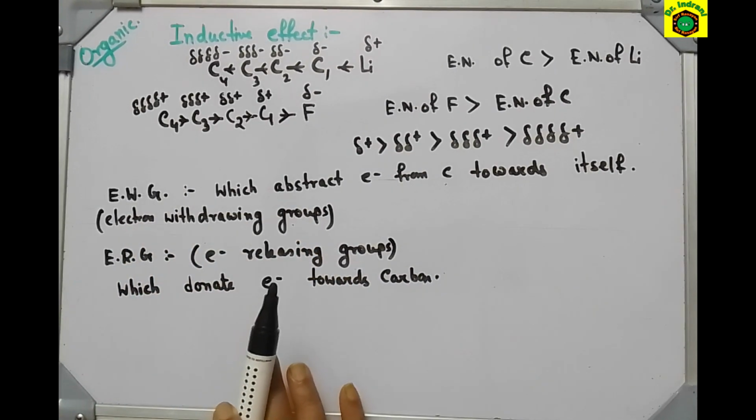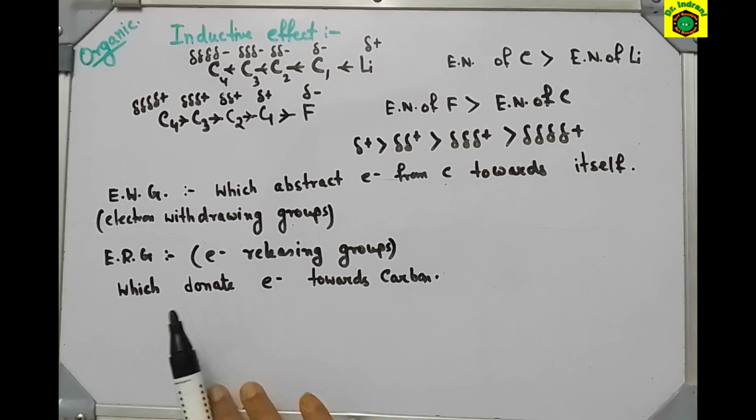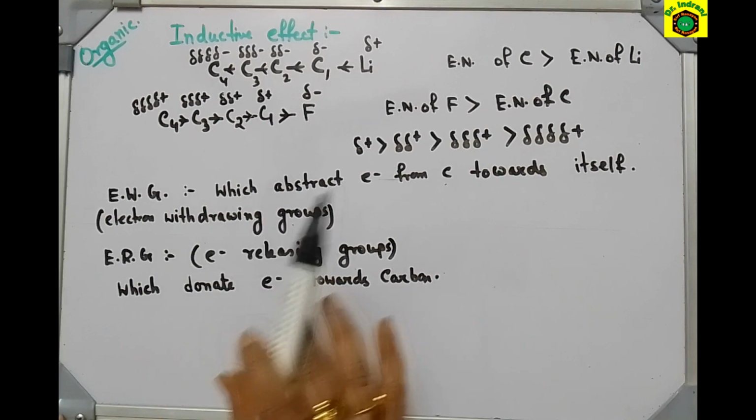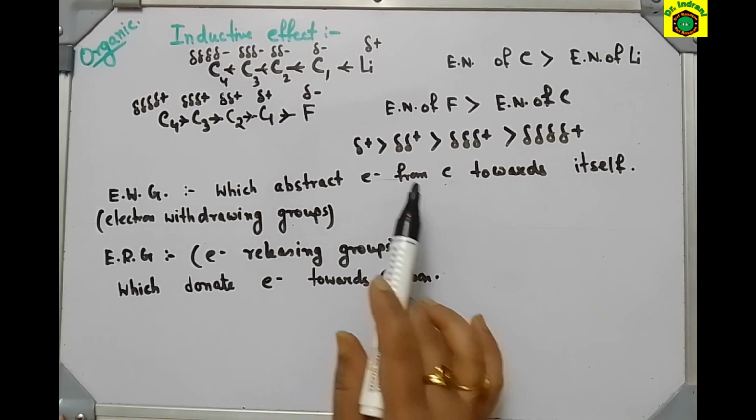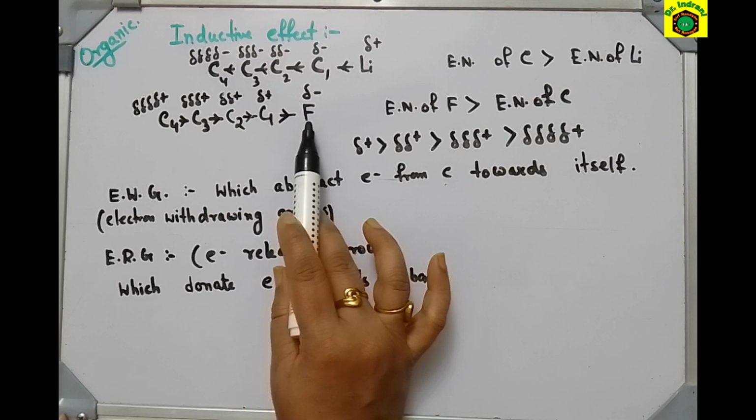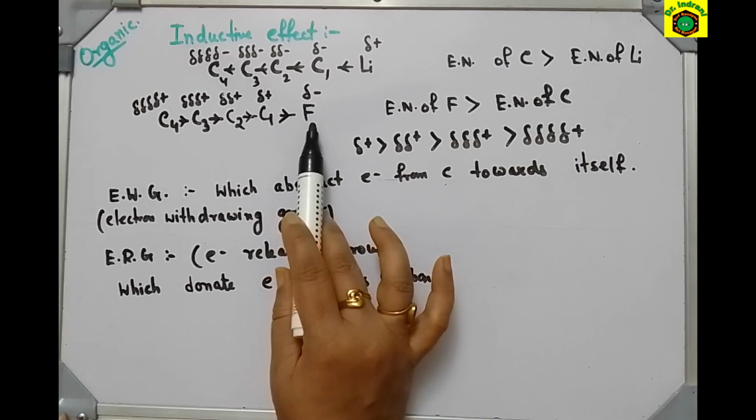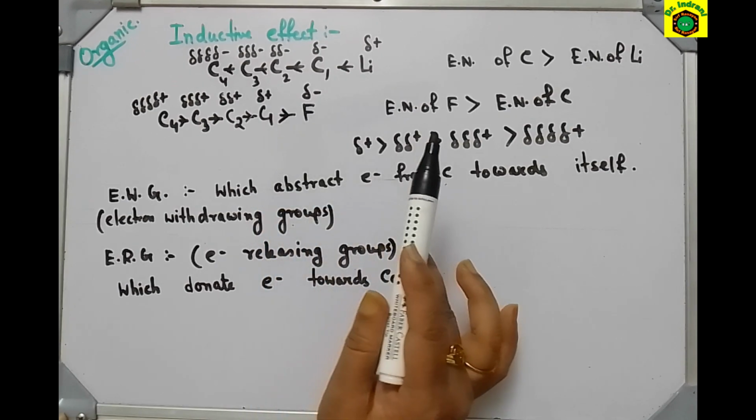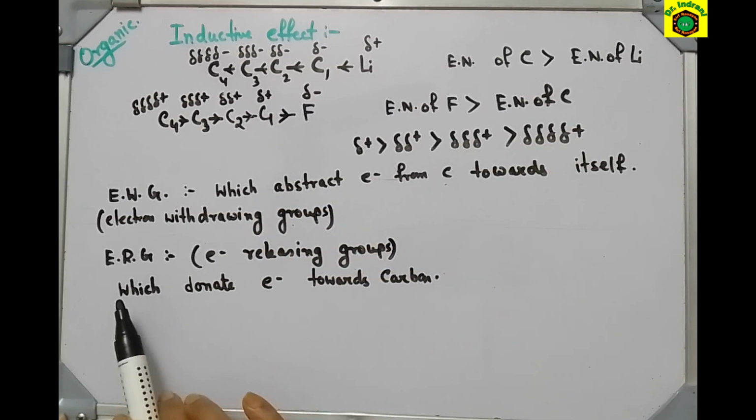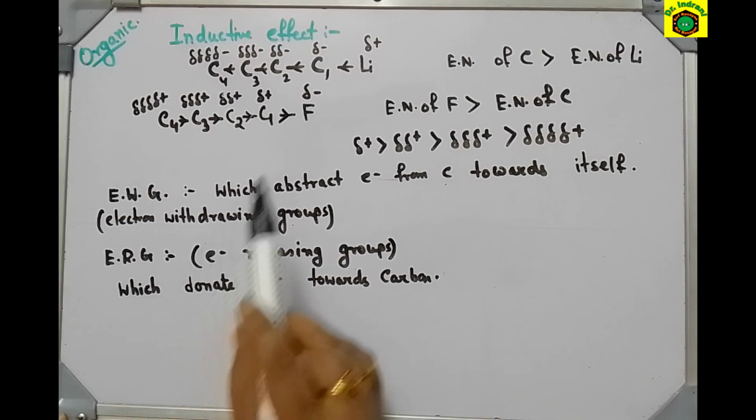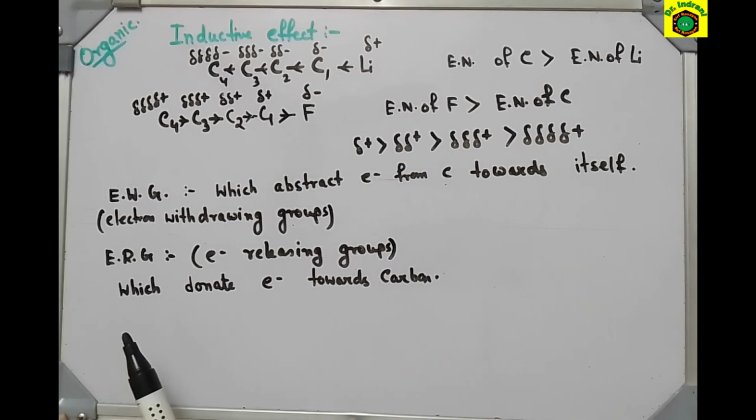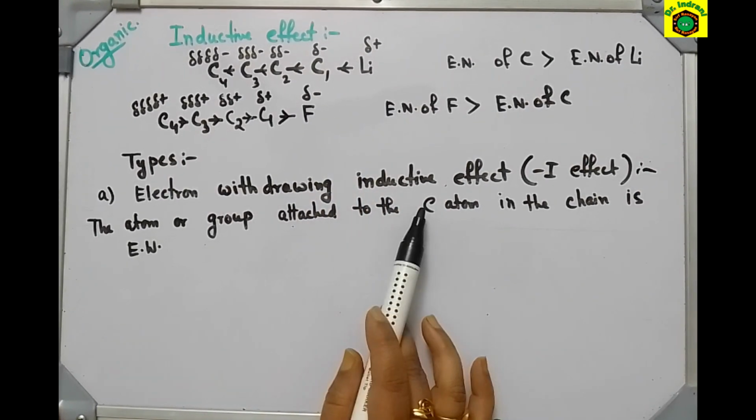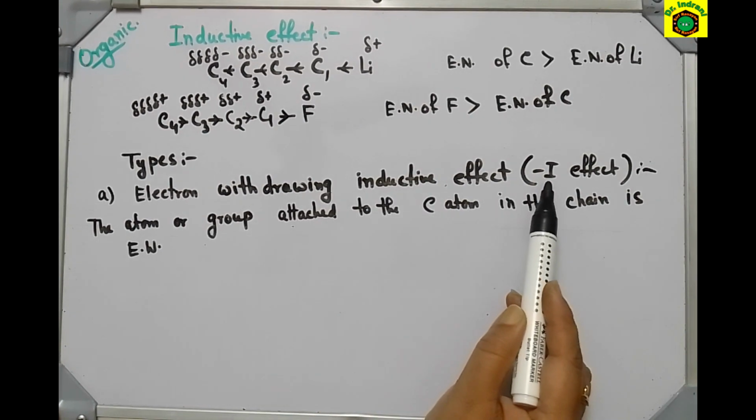Now we will study what are electron withdrawing group, what are electron releasing group or electron donating group. Electron withdrawing groups are those groups which abstract electron from carbon towards itself. This F, it is electron withdrawing group. It is abstracting this electron density towards itself. Electron donating or electron releasing groups are those groups which donate electron towards carbon. Inductive effects are of two types. One is electron withdrawing inductive effect. This is denoted by -I effect.